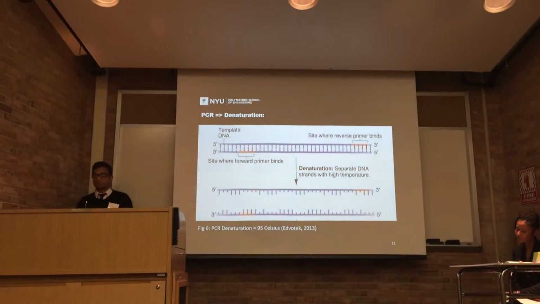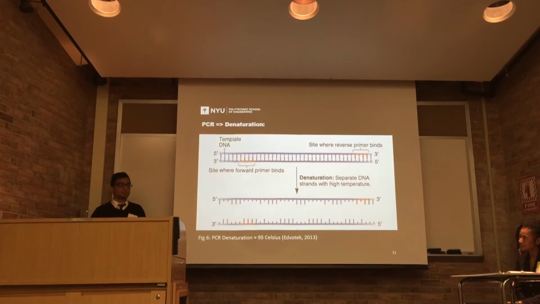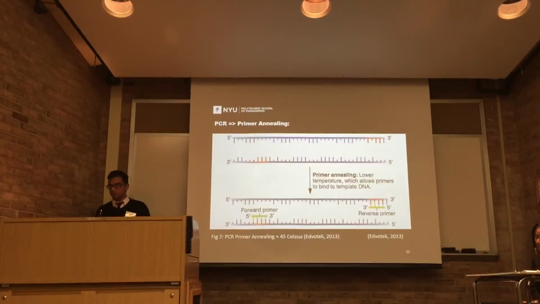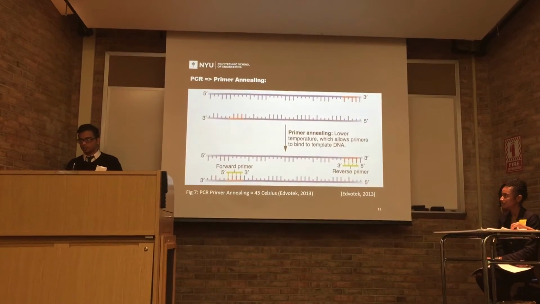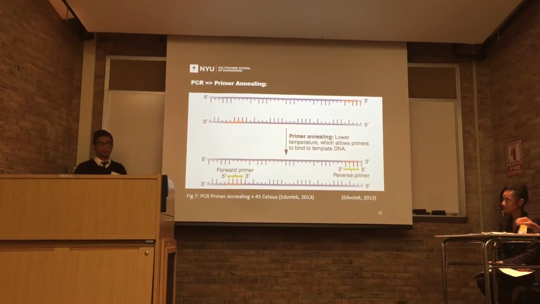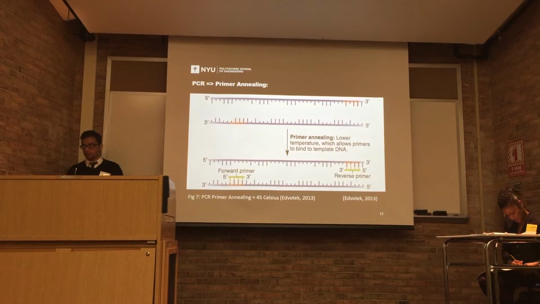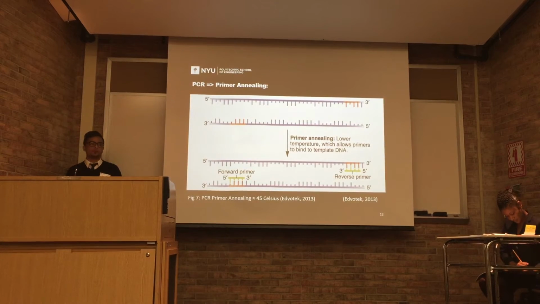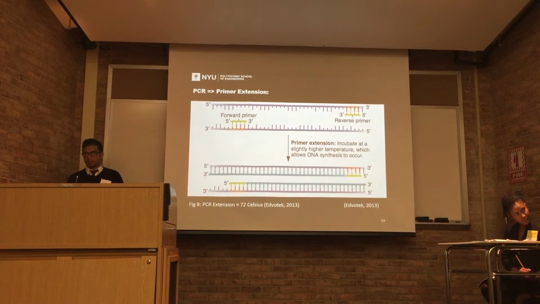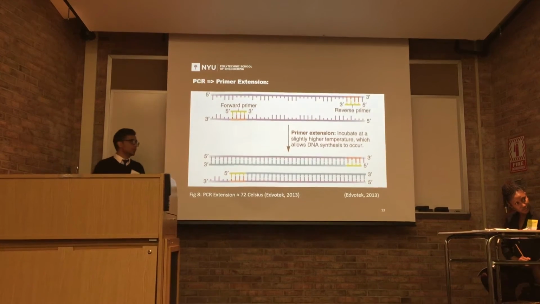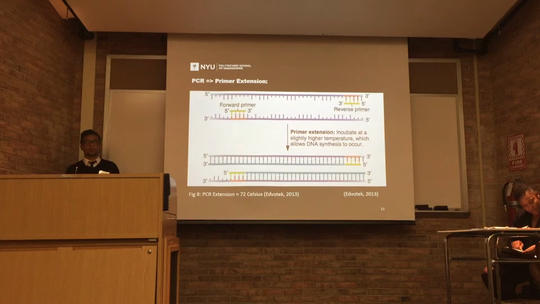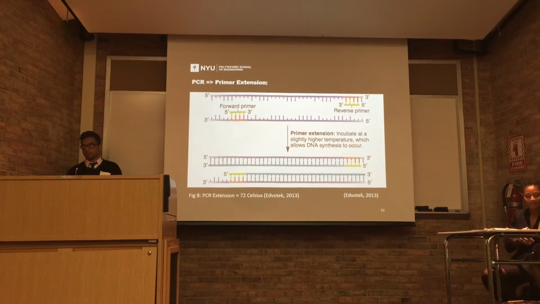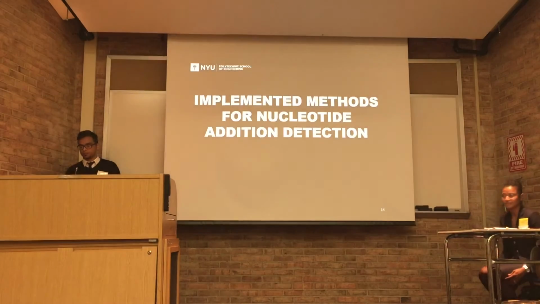We have 3 steps in it: denaturation, which is basically melting of DNA, and it separates the 2 strands. Then we have different primers that anneal to specific regions of the DNA sequence when the temperature is lowered to about 45 degrees Celsius. And after that, if we raise the temperature to 72 degrees Celsius, the DNA polymerase comes in and incorporates the dNTPs into the reaction.